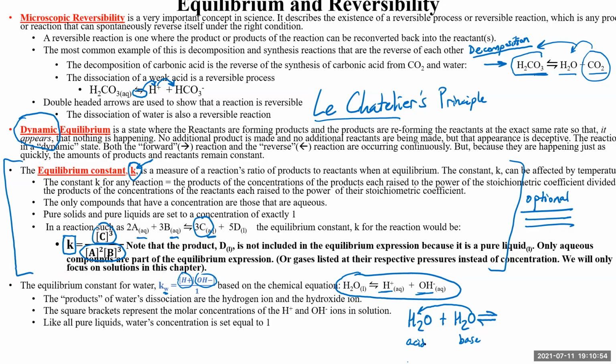The base will take a proton from the water that is acting as an acid, which will give or donate its proton, and you'll end up with one water as H3O plus hydronium ion, and the other water that lost its hydrogen ion will become hydroxide ion.